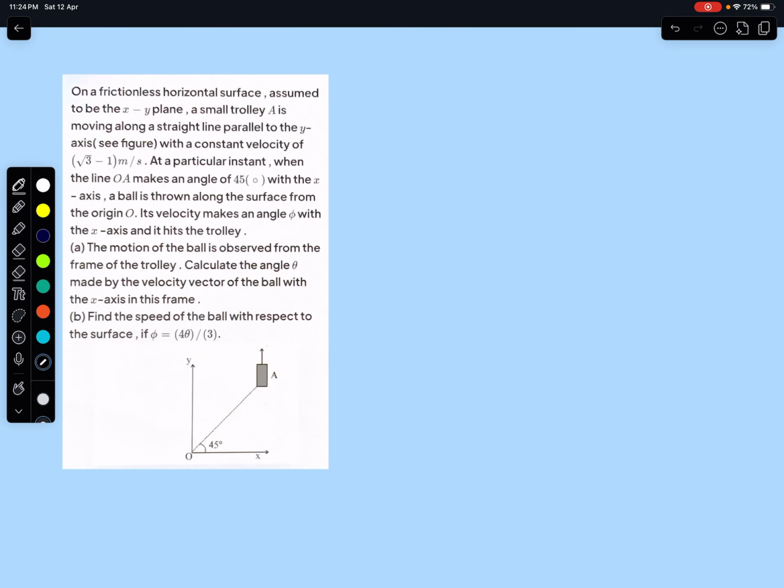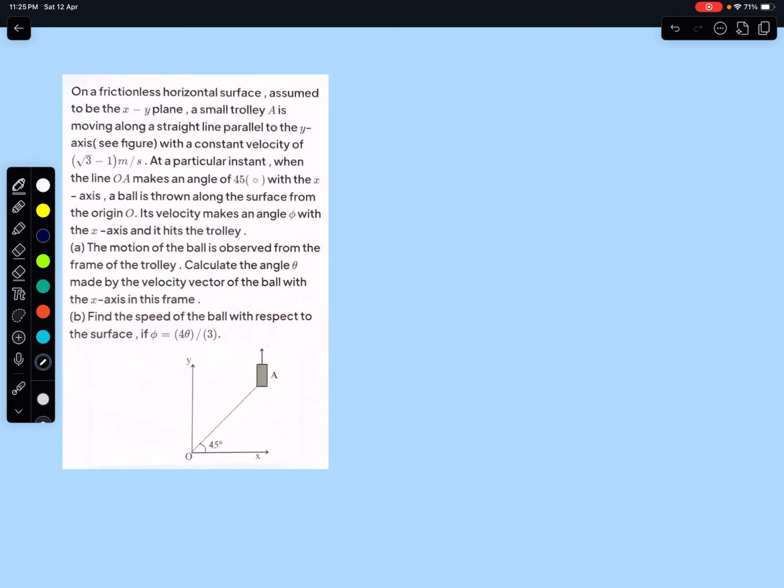In this problem, it's given that on a frictionless horizontal surface, assumed to be in the xy plane, a small trolley A is moving along a straight line parallel to the y-axis with a constant velocity √3 minus 1 meter per second. At a particular instant, when line OA makes an angle 45 degree with the x-axis, a ball is thrown from the origin along the surface. The velocity makes angle phi with the x-axis. Find this phi.